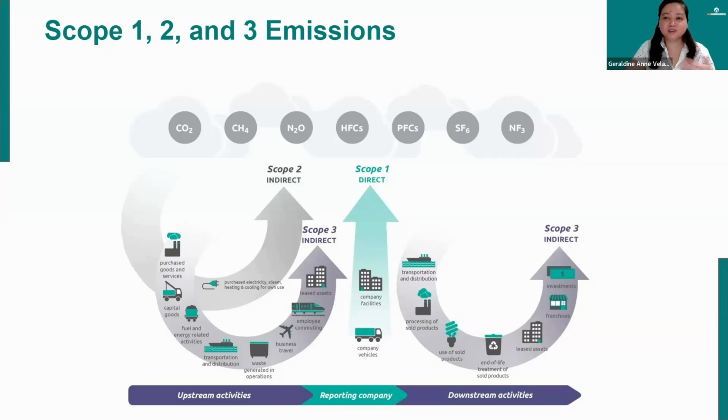So just remember the three Bs. Scope 1, energy that you burn yourself. Scope 2, energy that you buy from someone else, the electricity company. Scope 3, everything that is beyond Scope 1 and 2, everything in the supply chain.